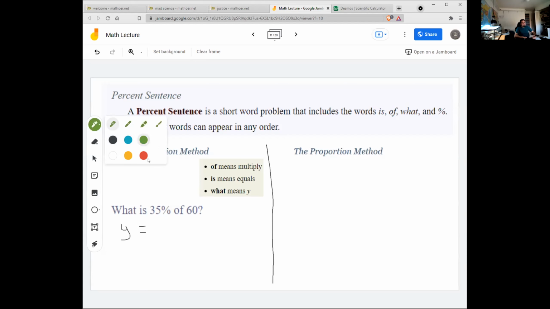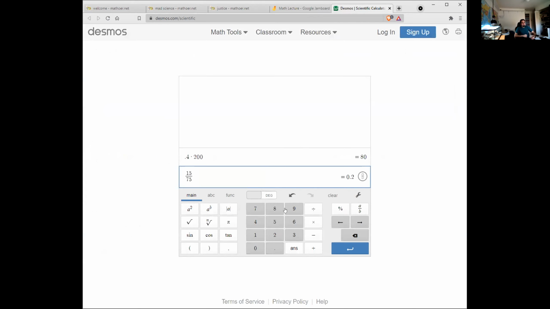We just talked about riplop. I have a percent here, so I'm going to go out of percent. So that means left twice. Of means multiply. And 60 is our number. So whatever that is, 0.35 times 60. 21.